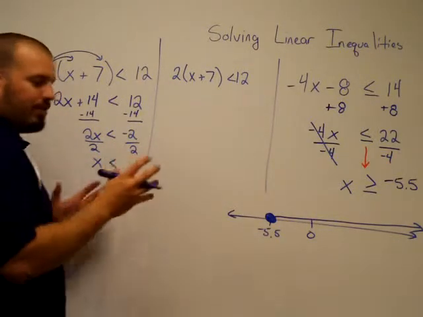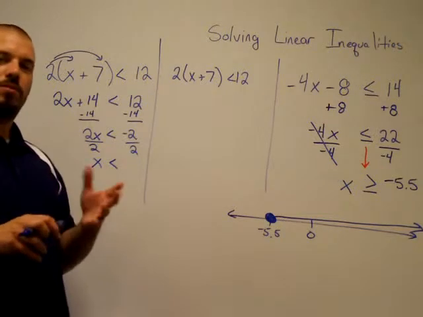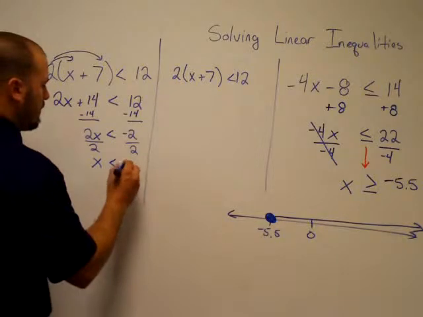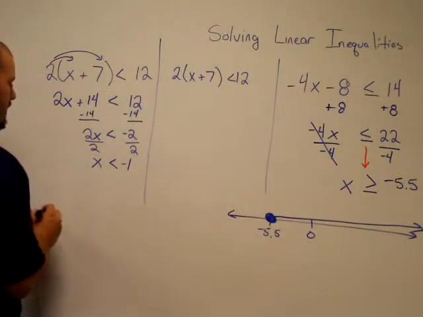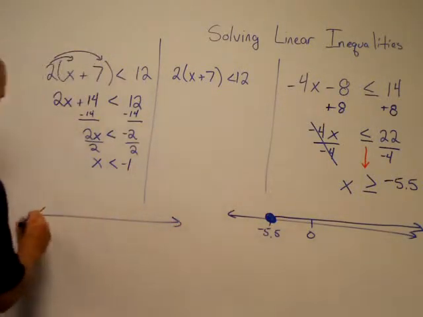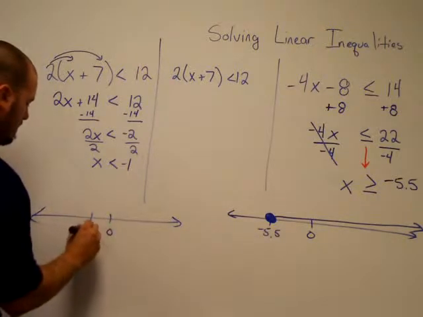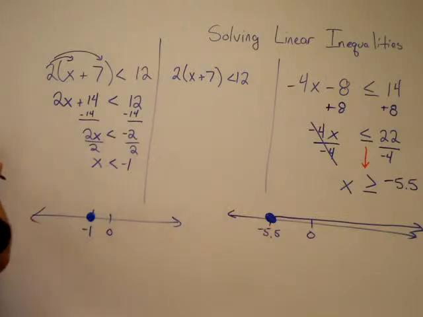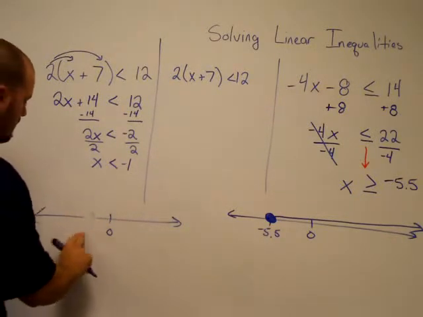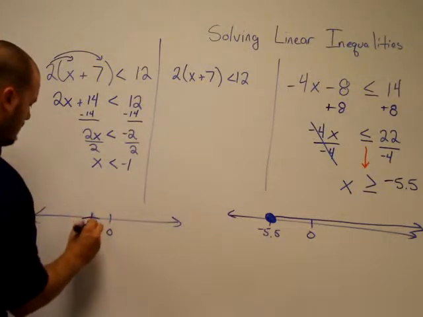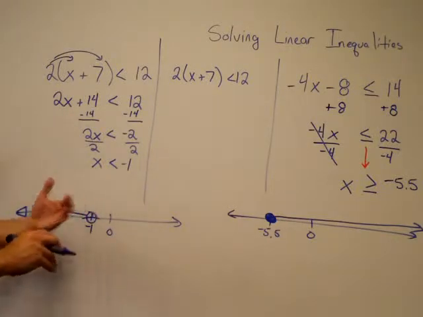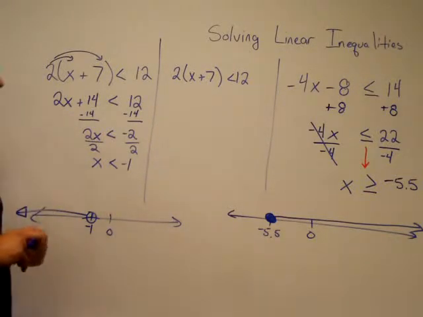And it's not every time you divide. It's only when you divide or multiply by a negative number that you flip the sign or flip the inequality symbol. We don't do that here. So x is less than negative 1. Oop, that's a mistake. It does not say less than or equal to, so I shouldn't shade that. Keep it as an open circle. And shade everything smaller or to the left of negative 1.